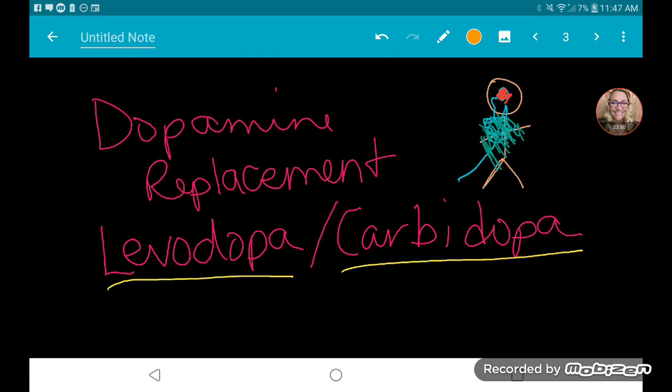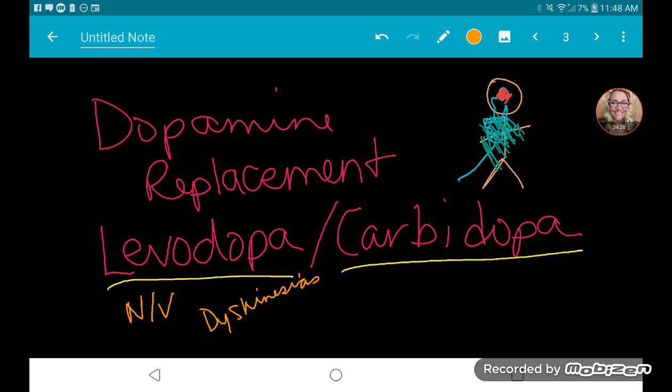We're going to go back and talk about dopamine replacement. And in dopamine replacement, we're going to look at levodopa-carbidopa. Can you tell me what the adverse effects are? Some of the adverse effects of levodopa-carbidopa include nausea, vomiting. They include dyskinesias. And remember, that's paradoxical, right?